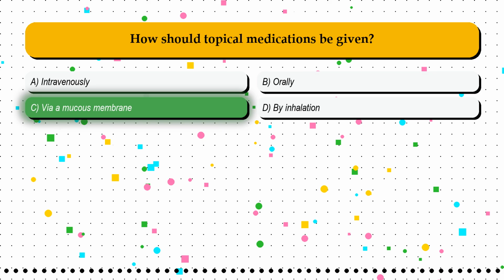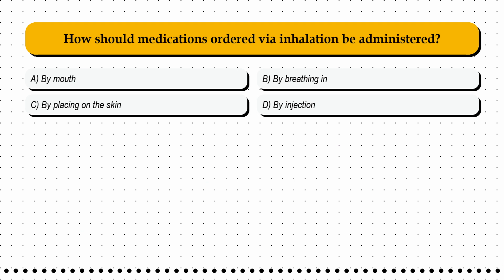The correct answer is option C, via mucous membrane. Question 81. How should medications ordered via inhalation be administered? Option A, by mouth. Option B, by breathing in. Option C, by placing on the skin. Option D, by injection.